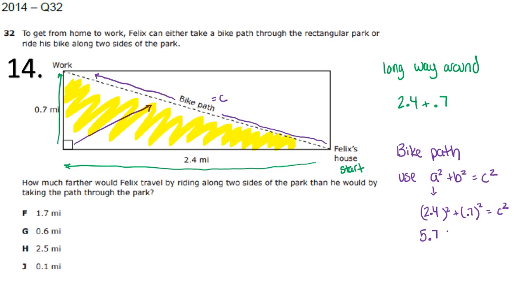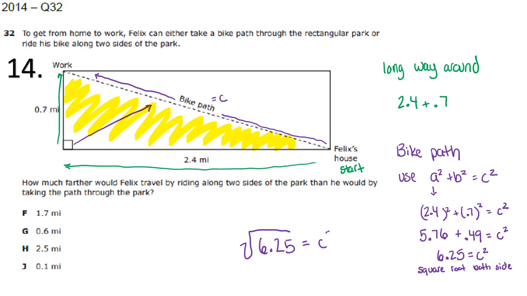2.4 squared is 5.76. 0.7 squared is 0.49. If you added them all together, you should have 6.25. Now remember, we're not finished yet. We have to take the square root. To take the square root of both sides, you have to hit the second x squared key.